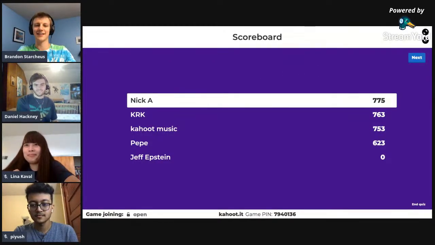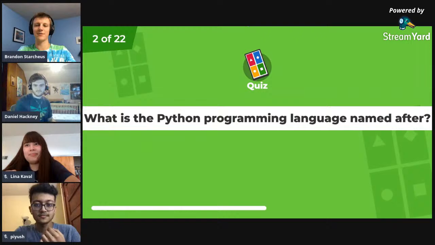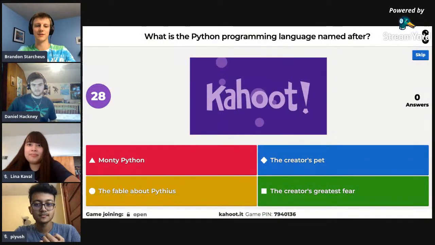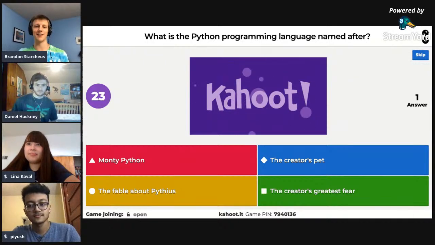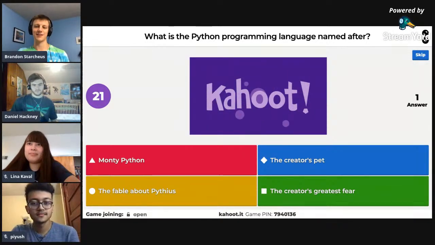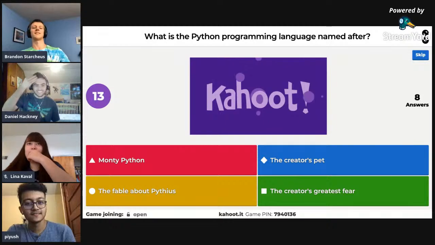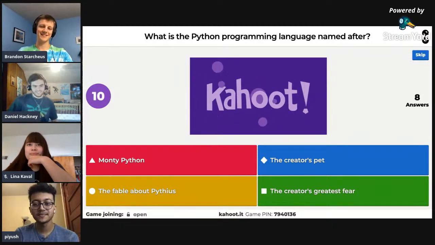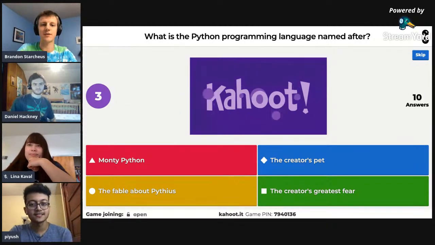And it looks like you have Nick A, KRK, and Kahoot Music at the top. If anyone's still watching, you can still join with the little game pin at the bottom. All right, so what is the Python programming language named after? Monty Python, the creator's pet, the fable of Pythias, or the creator of Python's greatest fear? Guys, real quick, there's a delay on stream. You guys have to answer quickly to get to validate your answers. You're right.